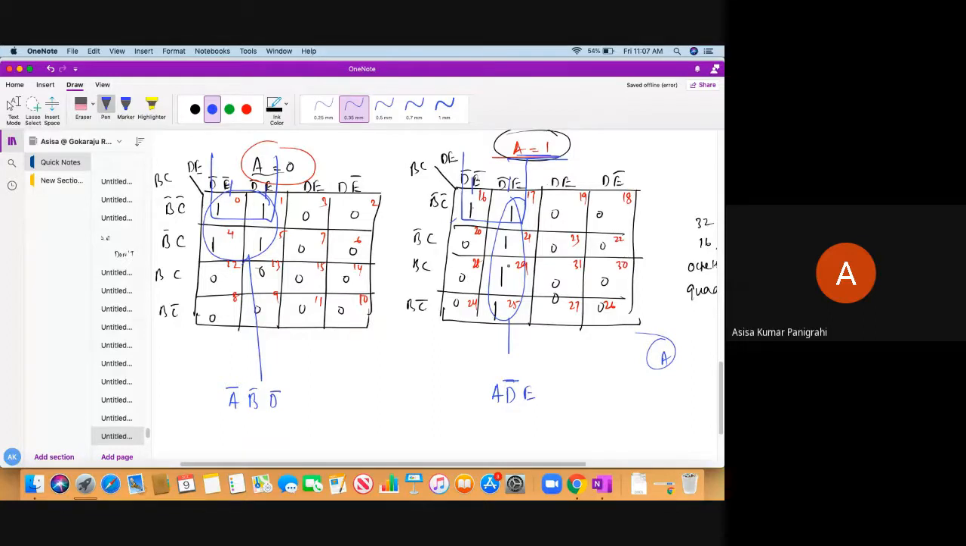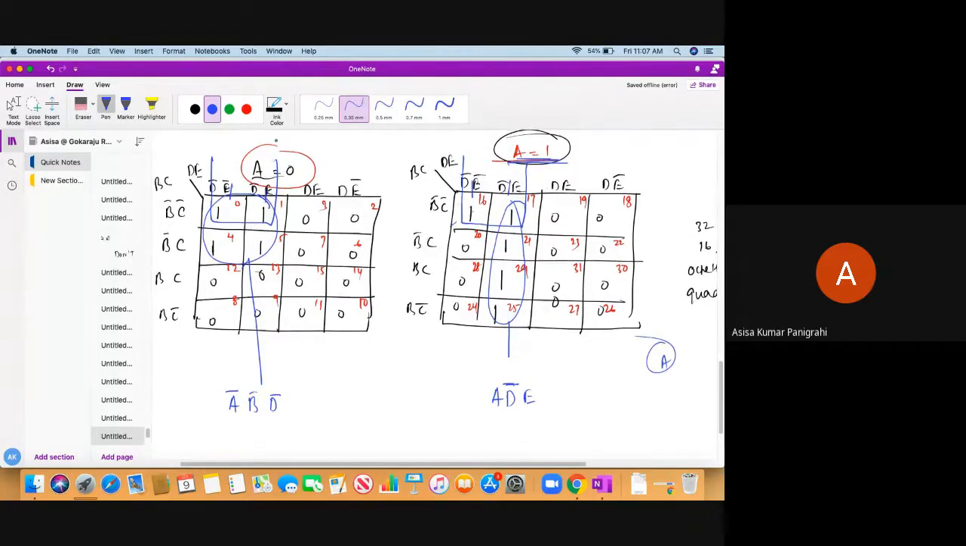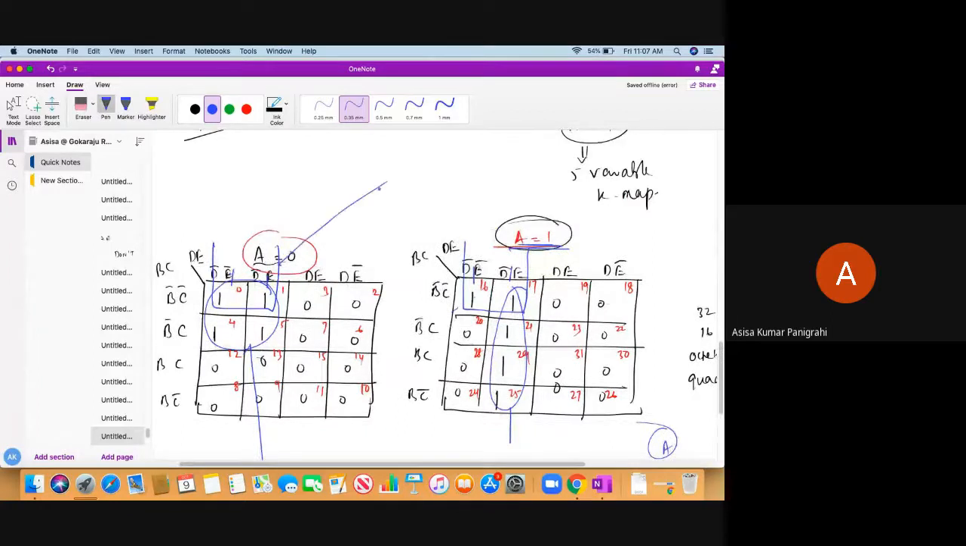Now tell me, for these two groupings, what is the common? Here A is obviously not common because here A is 0 and A is 1. But apart from this, what is common here? The common is here. You can see B bar is common, and anything else?